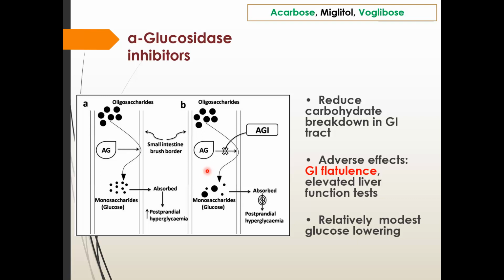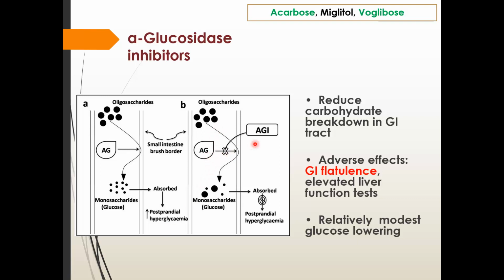Next, alpha glucosidase inhibitors. Now these are very easy to understand in their mechanism of action. It simply inhibits alpha glucosidase, which is an enzyme in the intestine which breaks oligosaccharides into monosaccharides, and these monosaccharides are absorbed and cause postprandial hyperglycemia. So if a patient is suffering mainly from postprandial hyperglycemia, these drugs can be prescribed.